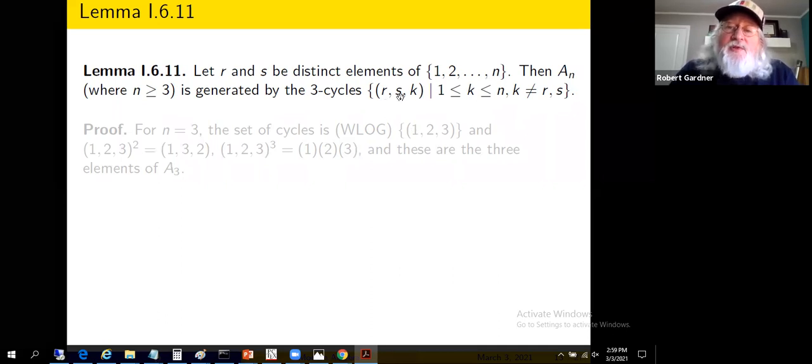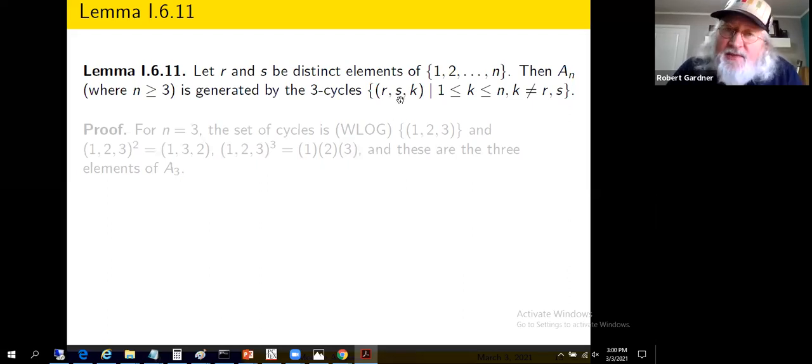And then for those 2 given elements, you're taking those in a first and second position in a 3 cycle, and you're taking all 3 cycles that have R as their first element, S as their second element. Of course, those can be cycled around for different representations of that 3 cycle. And the third element ranges over all other possible values for the symbols to keep these distinct, right? It can be anything between 1 and n. You don't repeat the R and the S. So the claim is this collection of 3 cycles generates A sub n.